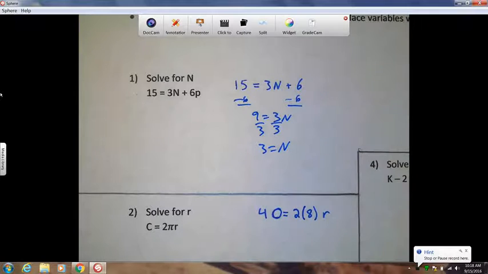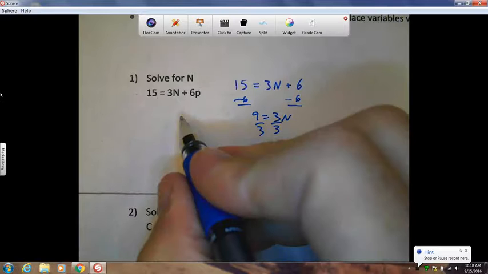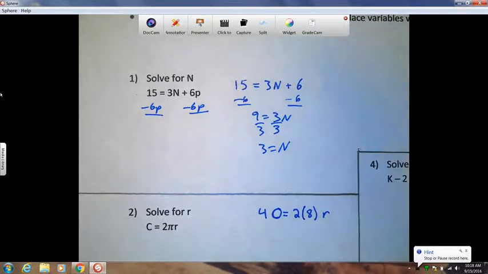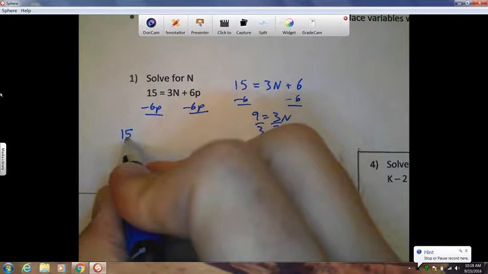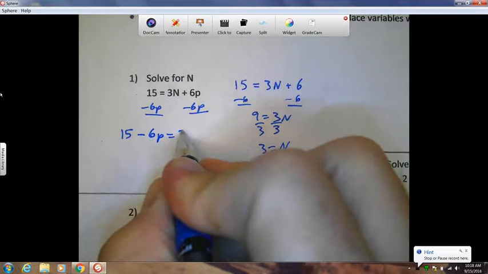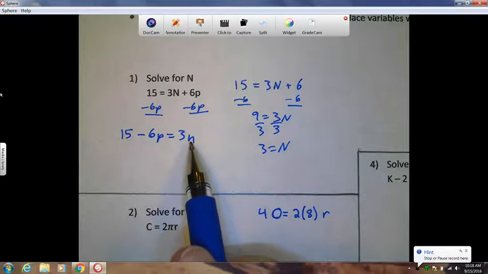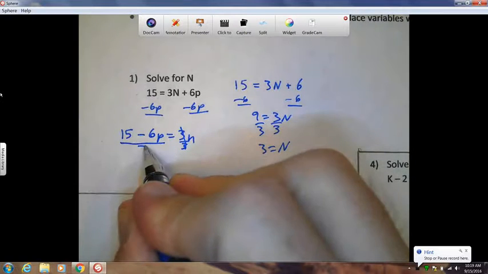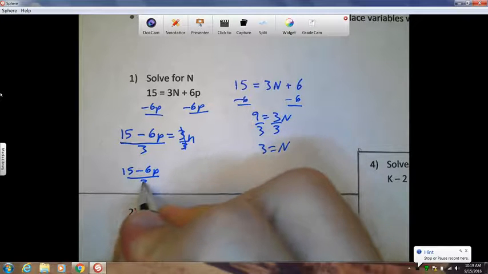So most of you would be able to figure that out. It's the same thing over here. I'm going to subtract 6p, but these are not like terms, so I can't combine them. So what I have is 15 minus 6p equals 3n. And then I need to solve for n, so it's 3 multiplied by n, so I need to divide both sides by 3. So 15 minus 6p over 3 is equal to n, just like I divide 3 over here.